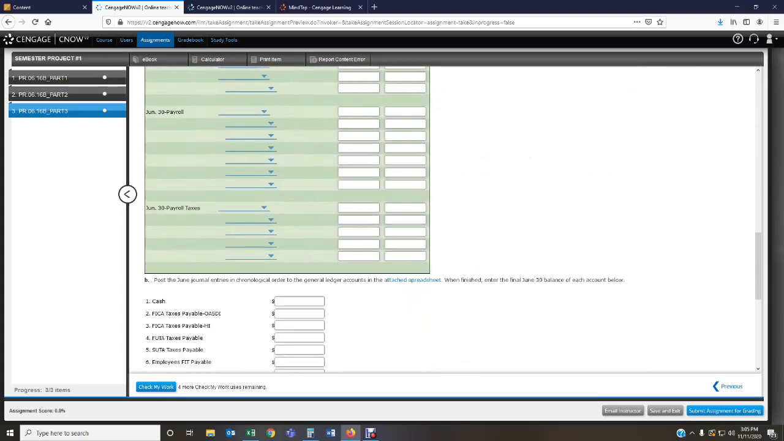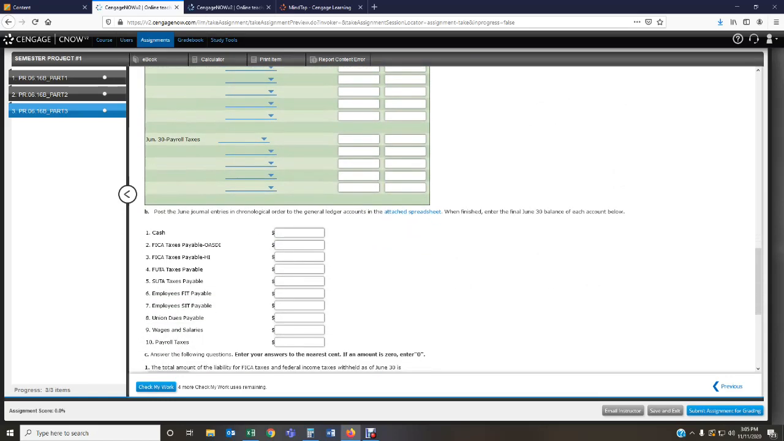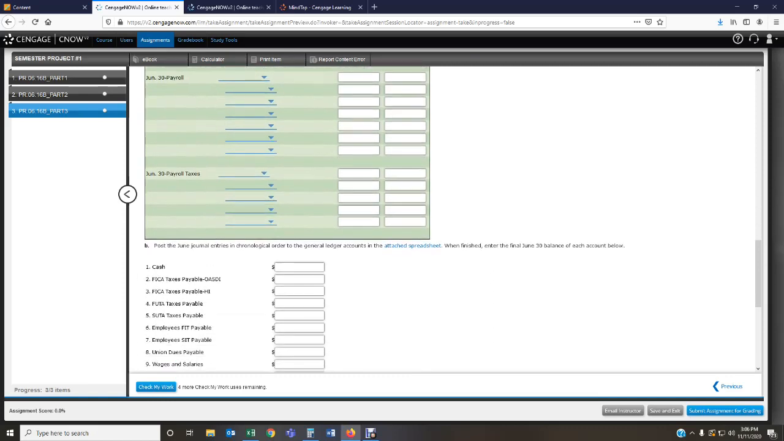Now after you are done recording all of your journal entries, you are going to be transferring the information from the journal entries into your ledgers. Now in this particular problem, they didn't give you the ledgers in the actual problem itself.